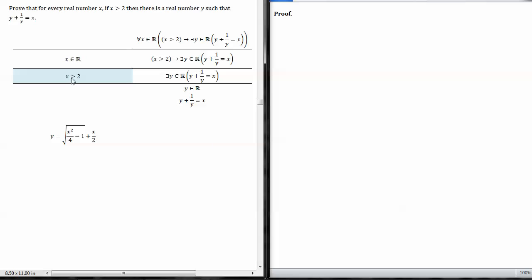And this is what we have to work with, that x is greater than 2. And so for y to be real, we need to make sure that the thing under the square root is greater than or equal to 0. So we need to build up x squared over 4 minus 1. First we could square both sides to get x squared greater than 4. And then divide both sides by 4: x squared over 4 greater than 1. And then finally subtract 1 from each side. And we get what we were hoping for, namely that the thing under the square root sign is positive.